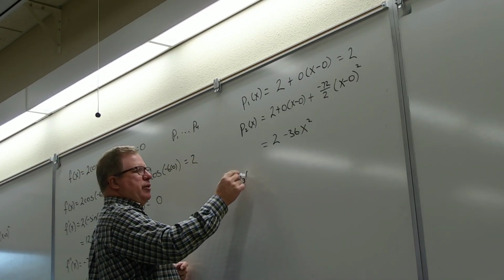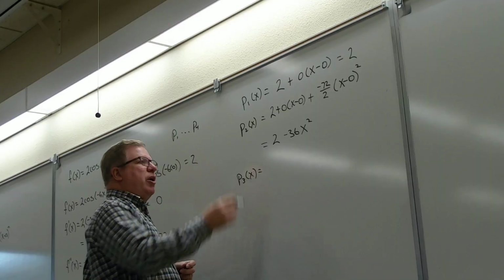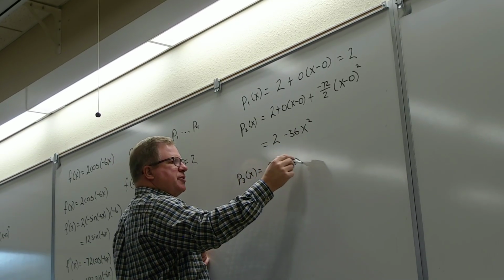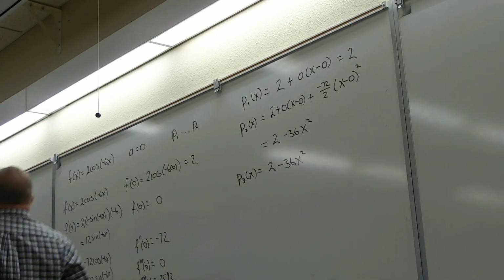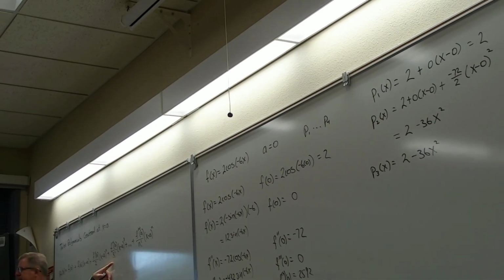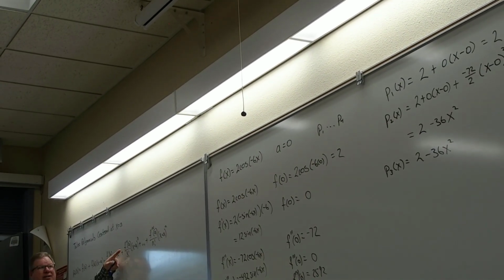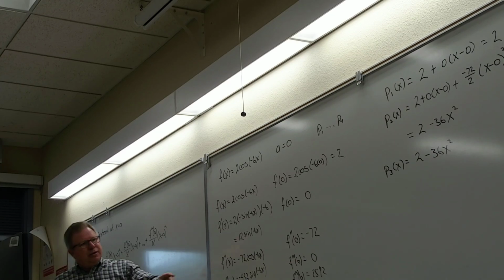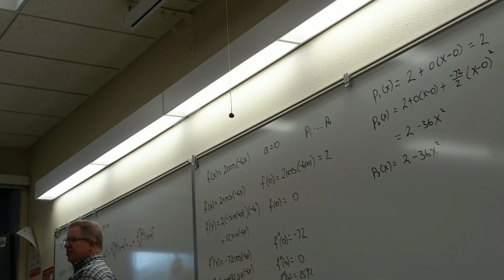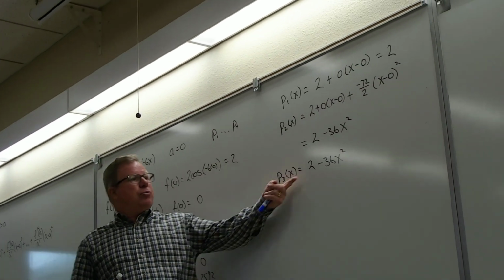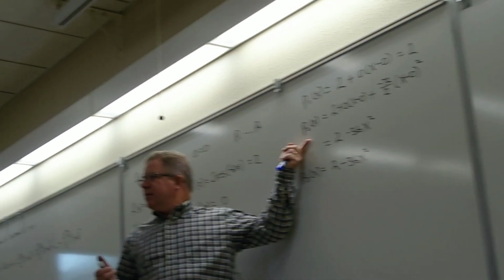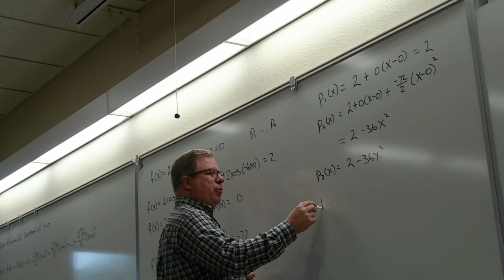All right, P3, the cubic. Well, it's going to be the quadratic plus the cubic term, 2 minus 36x squared. What is this cubic term going to be? 0, isn't it? Because f triple prime of a, f triple prime of 0 is 0. So that means that entire term is going to be 0. That means our cubic polynomial is exactly the same as our quadratic polynomial. Okay.